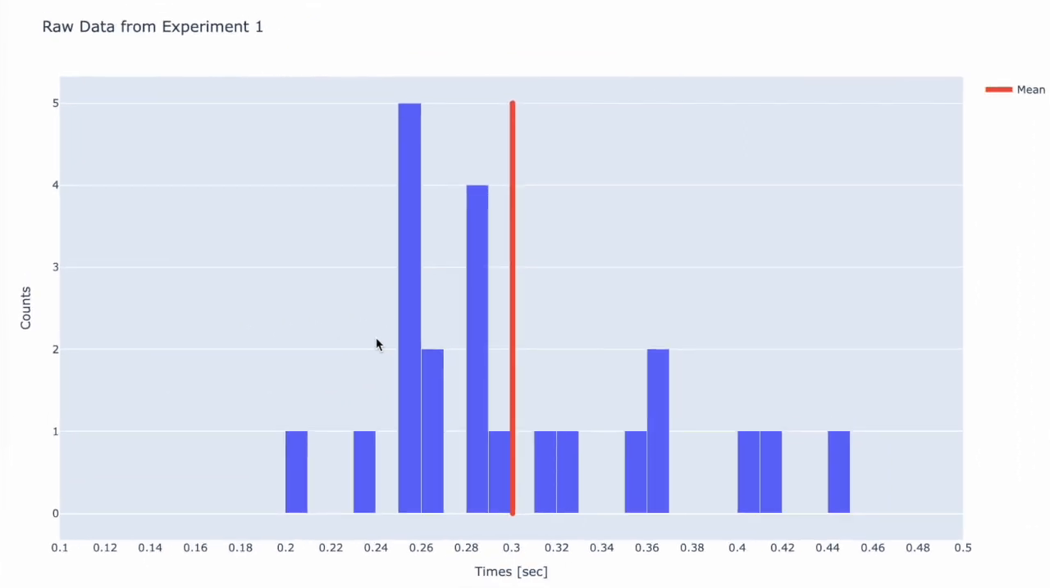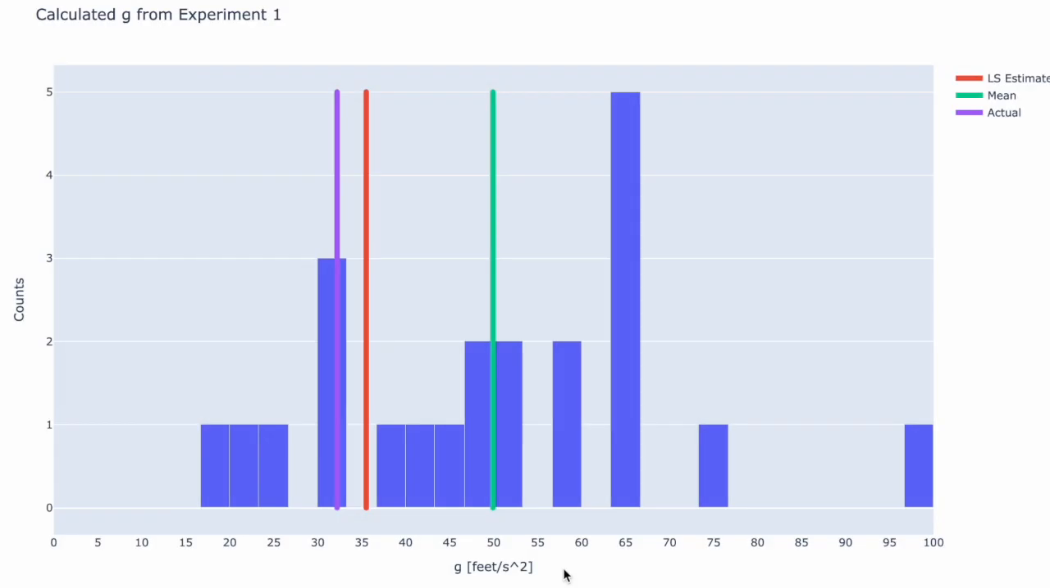Here is the data from experiment 1 presented in a histogram. For example, this bucket represents all the times that fall between 0.25 and 0.26 seconds. As we see, the mean value or average value is 0.3 seconds right here. And the range of observations is between 0.2 and 0.45 seconds. Let's see what effect this has on our calculations for little g.